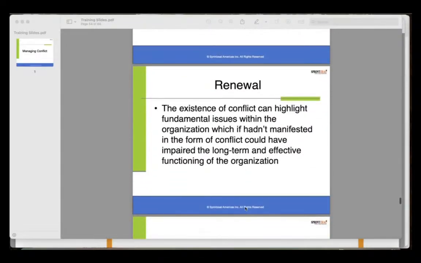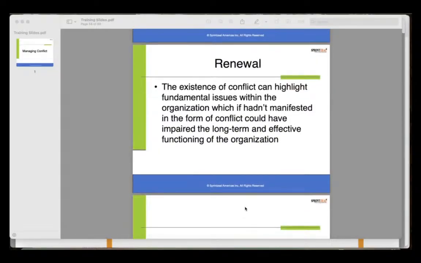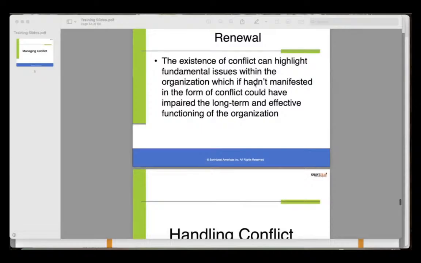Then we talk about the renewal outcome. The existence of conflict can highlight fundamental issues within the organization, which, if they had not manifested in the form of conflict, could have impaired the long-term and effective functioning of the organization. So this is renewal, basically.